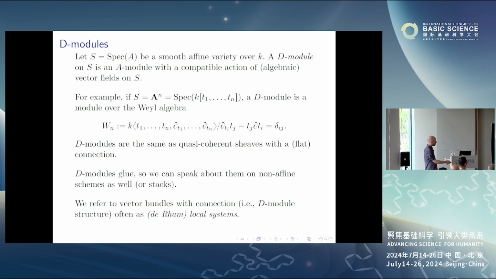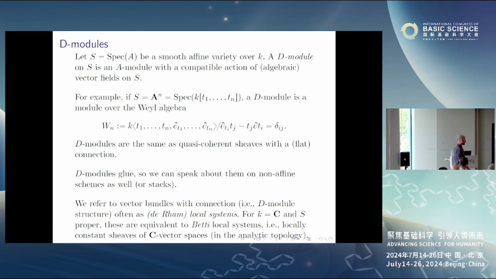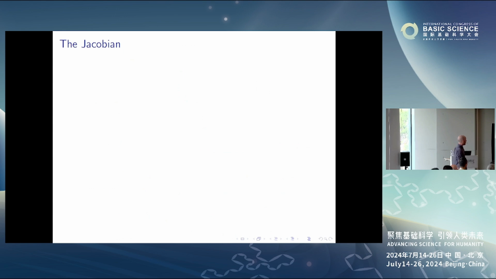And this phrase de Rham always signifies that I'm now talking about D modules. When I work over the complex numbers and my S is smooth and proper, then these de Rham local systems are the same thing as Betti local systems, what I was just saying. So locally constant sheaves of C vector spaces of, I should have said finite rank. And this is locally constant in the analytic topology.